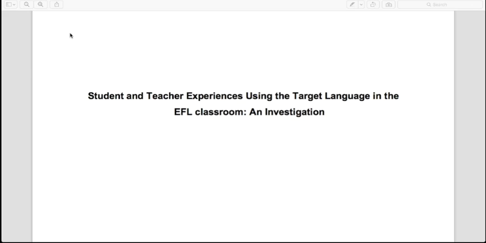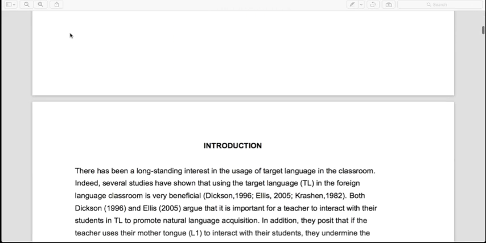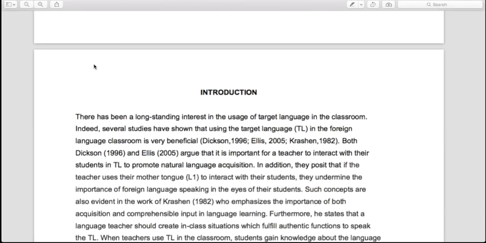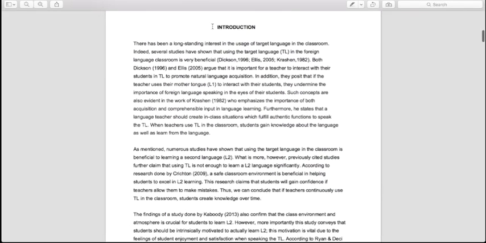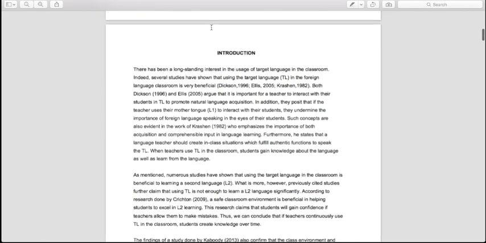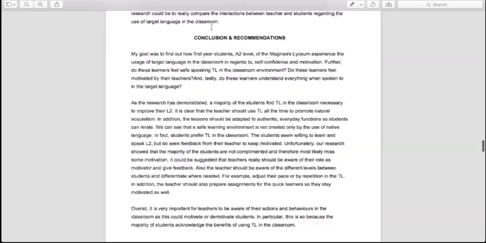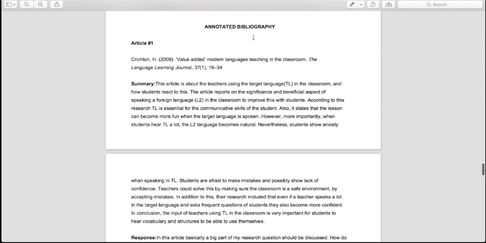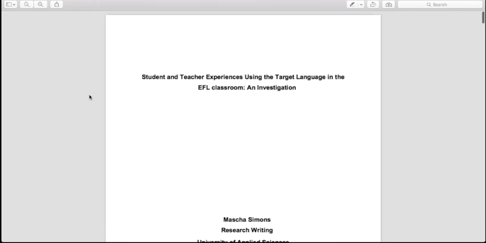Also, just so you know, the things that you'll hand in for your draft are the introduction and the annotated bibliography. So just those two parts of the paper. All right, so let's take a look at the whole paper.